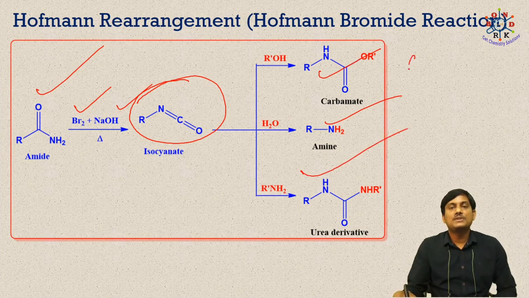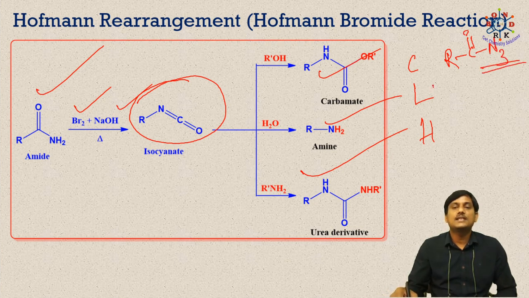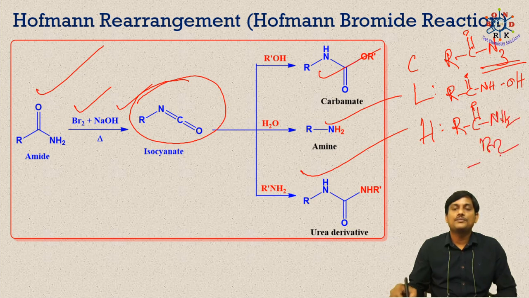What is the difference between Curtius, Lossen, and Hofmann? In the case of Curtius, the starting material is RCON3, acyl azide. In the case of Lossen, it is hydroxamic acid, RCONHOH, and in the case of Hofmann, you have to take RCONH2 and Br2. This is the difference between Curtius, Lossen, and Hofmann.